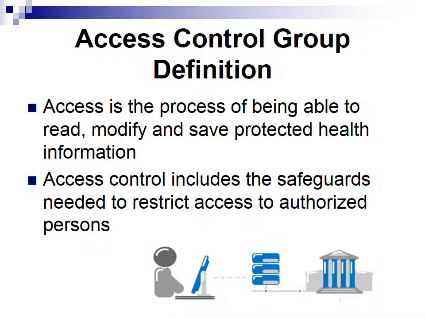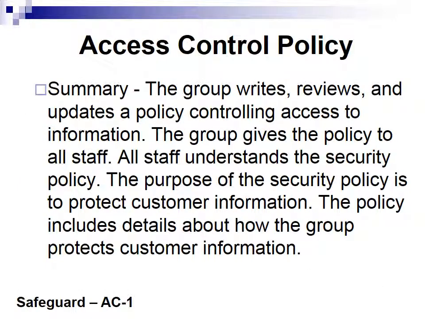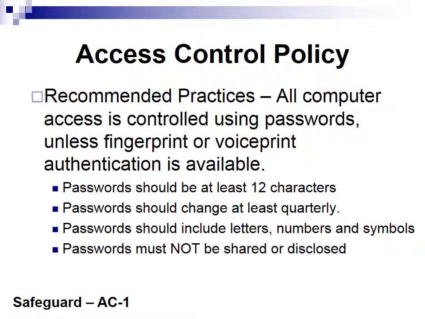Access is the ability to read, modify, and save protected information. Access control includes the specific safeguards to restrict access to authorized persons. AC1 is access control policy. This policy must be distributed to all associates with access to protected information. Current best practice is to use passwords with 12 characters or more that cannot be shared.